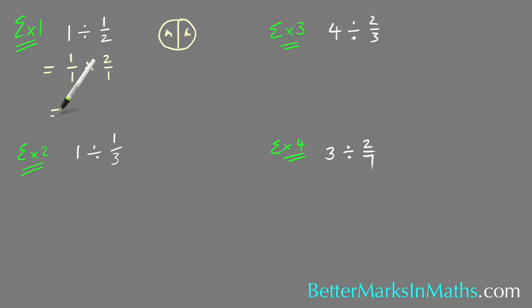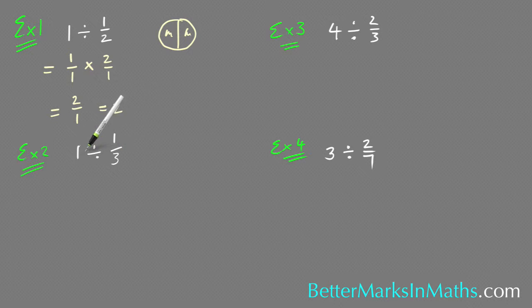And then multiplying fractions as you normally do, tops together, bottoms together, 1 times 2 is 2. And on the bottom, 1 times 1 is 1. How many 1's in 2? The answer is 2. And there's the answer 2 that I got from the diagram as well.